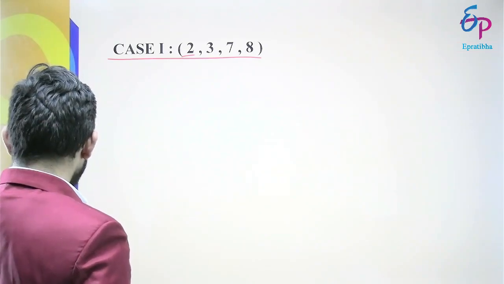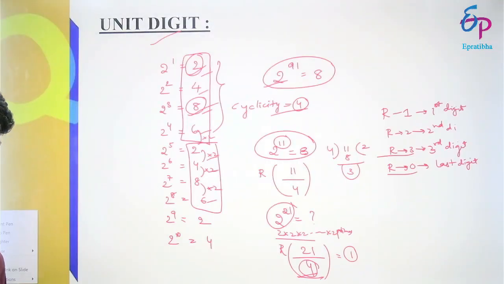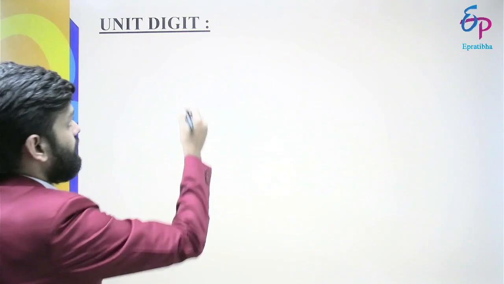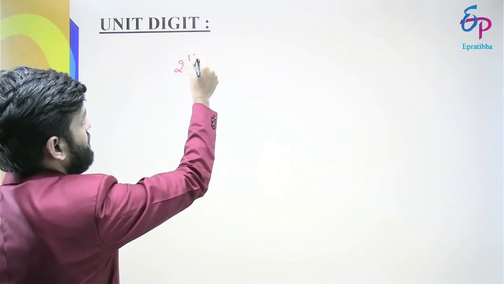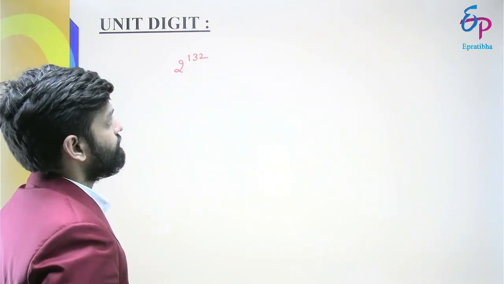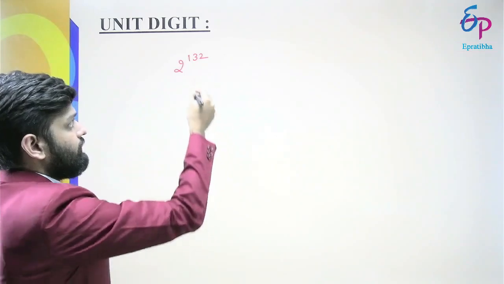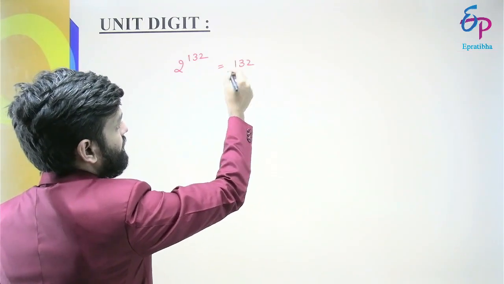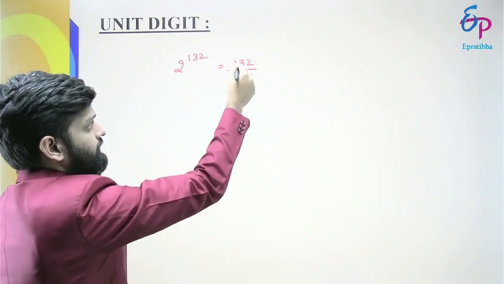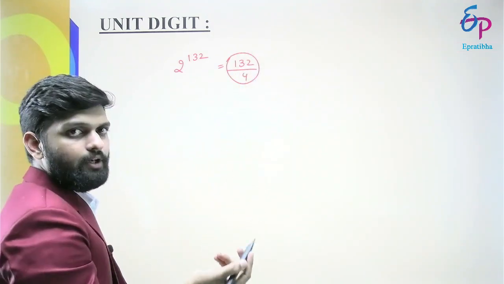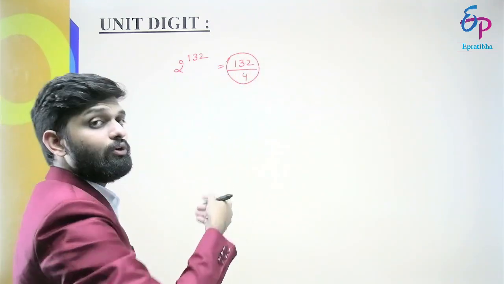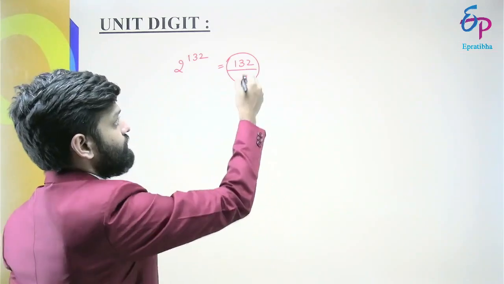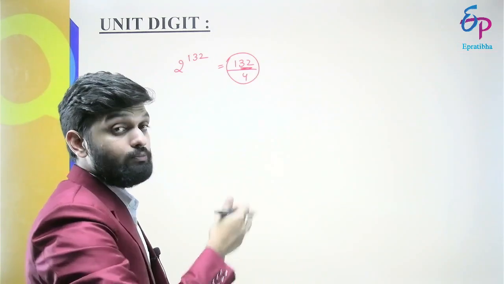Now just give me 1 minute. If you want 2 power 132, what do you have to do? We'll take the power and divide by 4, right? But this will be a lengthy method. Now, what does the divisibility rule of 4 say? If you check the last 2 digits, that is more than enough, right?